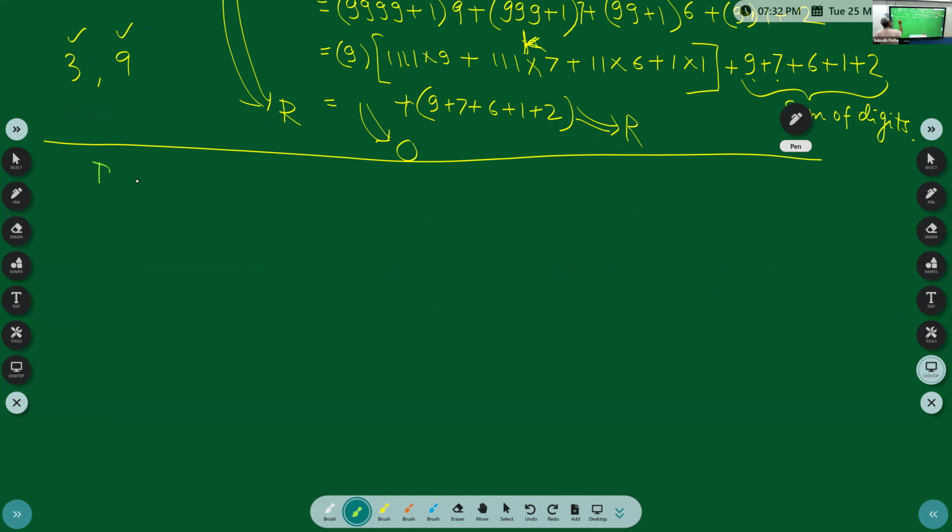Divisibility test. What is so good about 11?